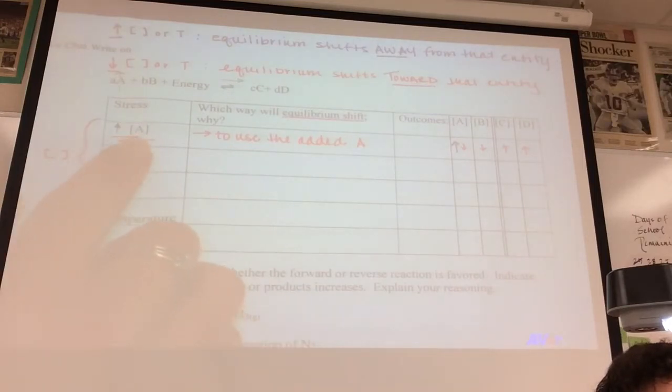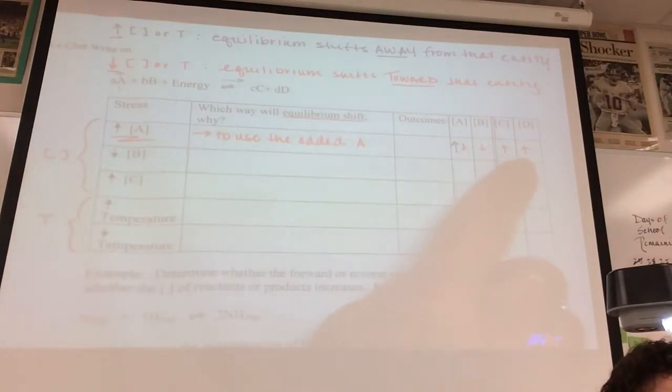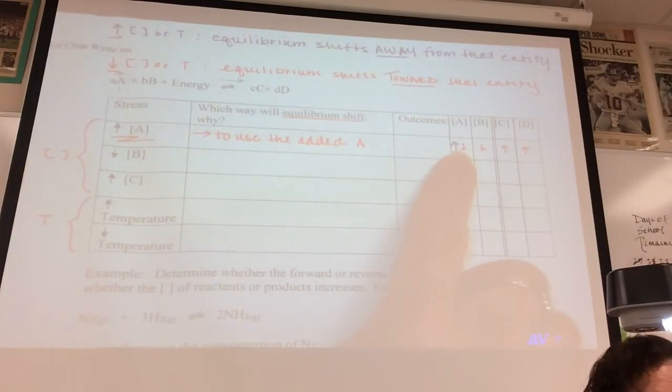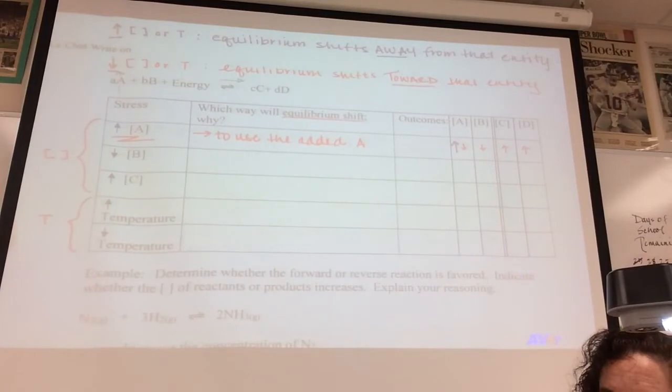Increase the concentration of a reactant, equilibrium shifts in the forward direction to use that substance, in this case A, that you added. With a forward shift in equilibrium, product concentration will increase, reactant concentration will decrease, although this one initially was increased. Upon the shift, it decreases. Does that make sense? Let's take a look at another.